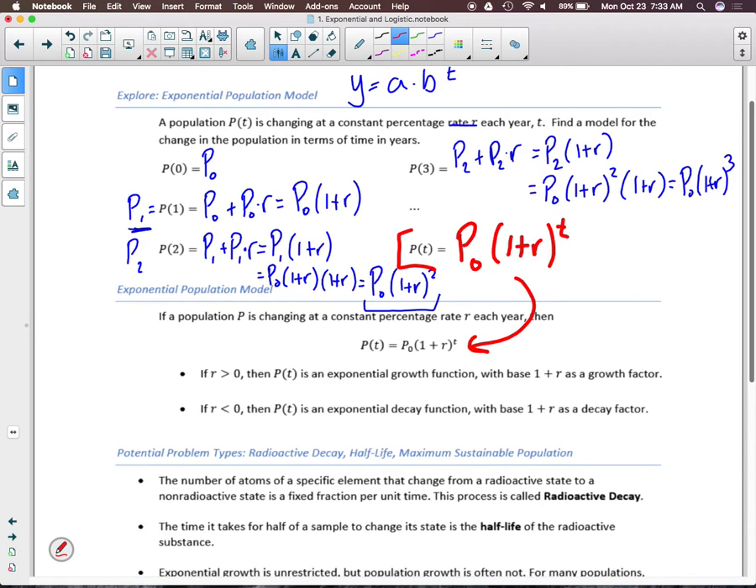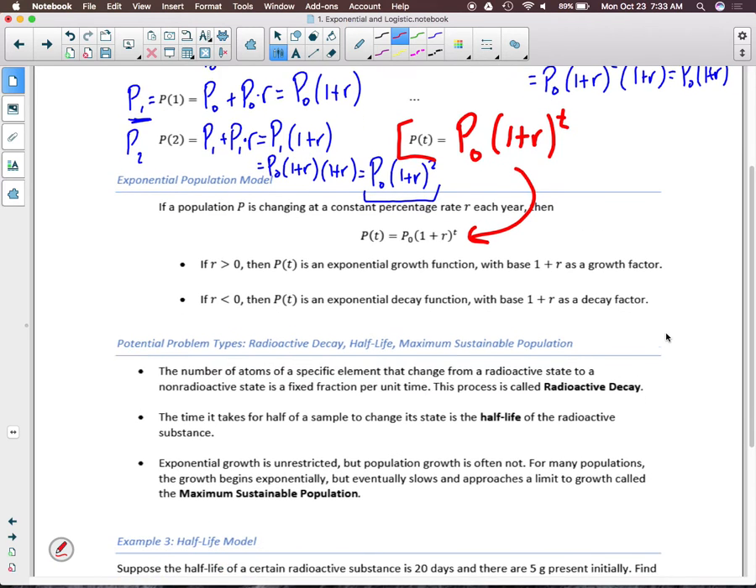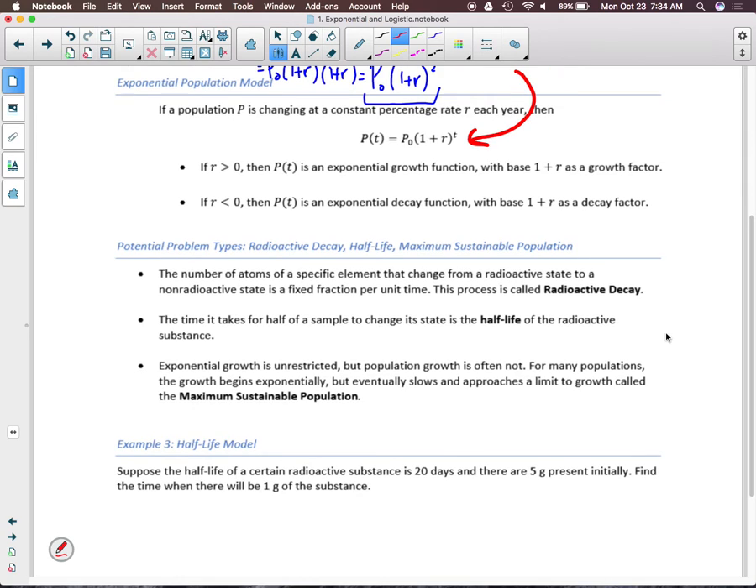So we got our initial population, we got our rate is how much it's changing, and then t is in years right now. If your rate is greater than 0, your population is going to be increasing, so we call this a growth factor. If your rate is less than 0, then your population is decreasing. We call this a decay factor. The main types of questions you have are right here. You have this radioactive decay, which is oftentimes taking the form of this second bullet point, which is actually called half-life. Okay? And then we also have this maximum sustainable population.